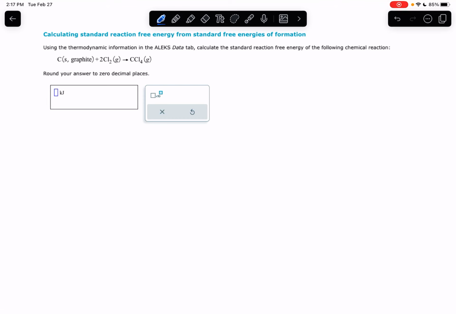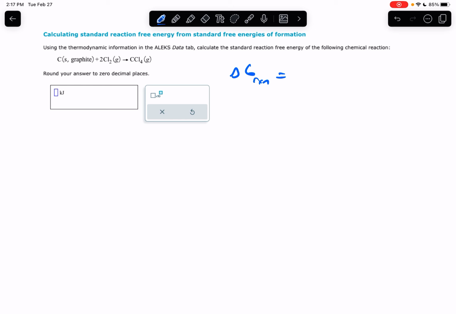Okay, so they're asking us to figure out the standard free energy, that's change in G. They're asking us to do it from a set of tables. And what we know for a fact is that anytime we have a change in G for a reaction, or change in anything, it's always the products minus the reactants. So I'm going to write change in G for the reaction.